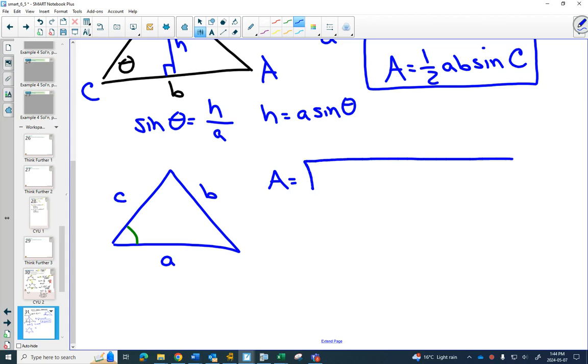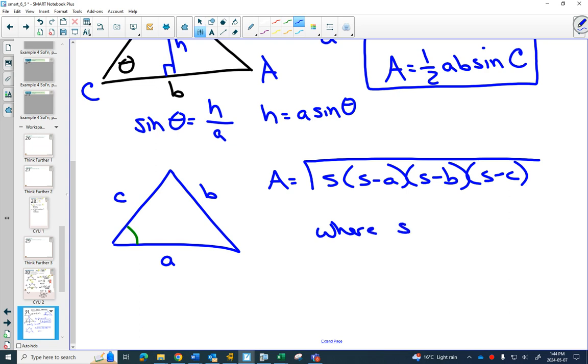Area is equal to the square root of s times s minus a, s minus b, s minus c, where s is equal to the semi-perimeter. Perimeter is adding up all the sides. Semi-perimeter is half of that.